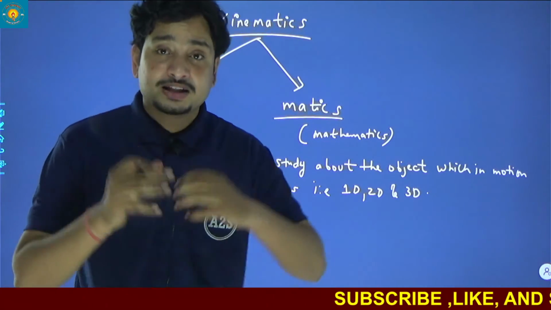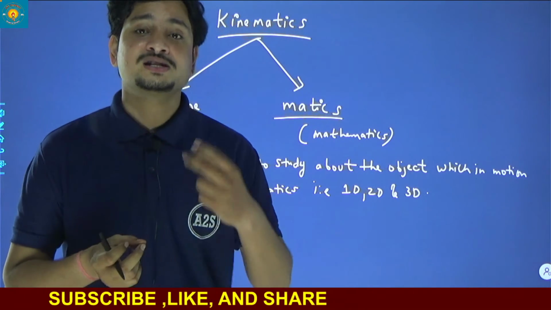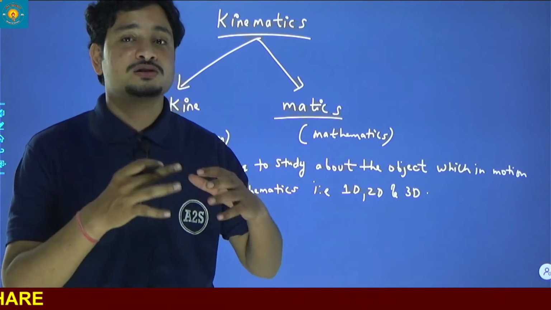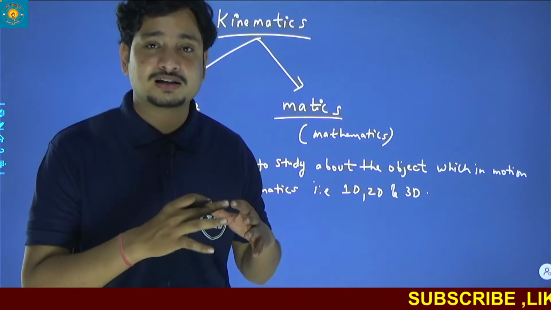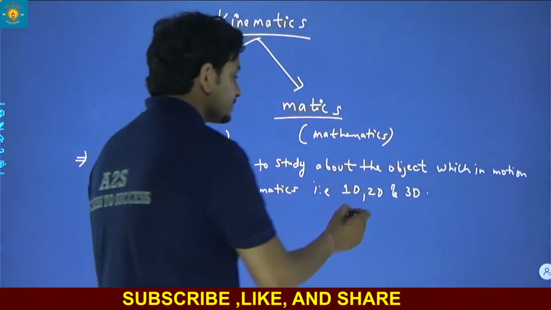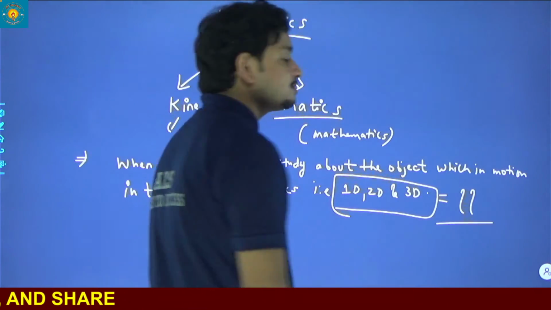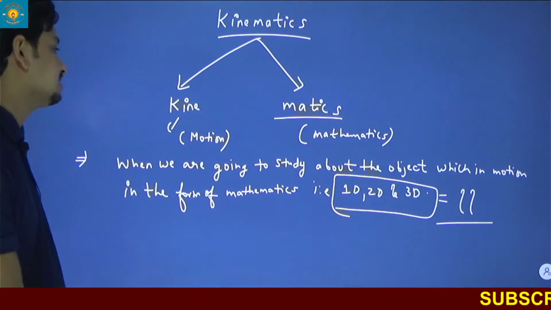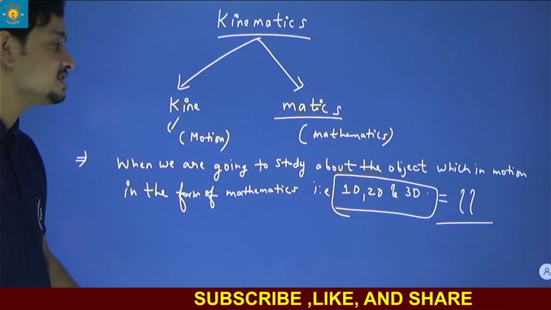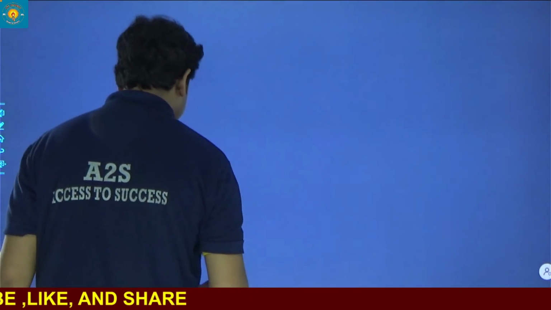Clear? So then the question arises over here. What is one dimension? What is two dimension? What is three dimension? We understand that the motion of an object we have to study in terms of math. But what is one dimension, two dimension and three dimension? So we now discuss what is one dimension, two dimension and three dimension. Clear? Come. First we start with one dimension. See.